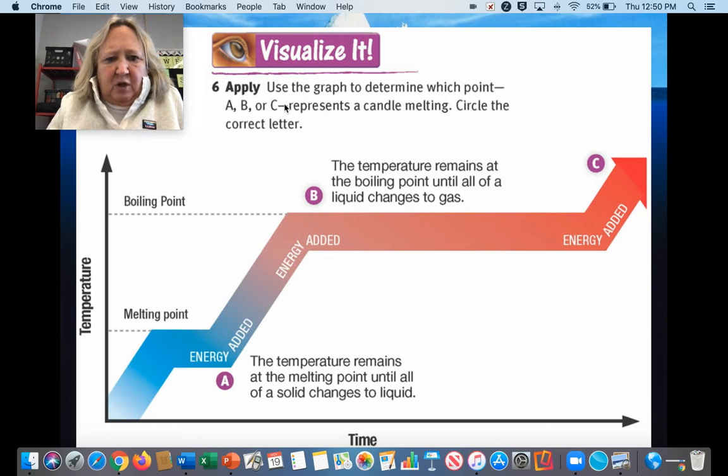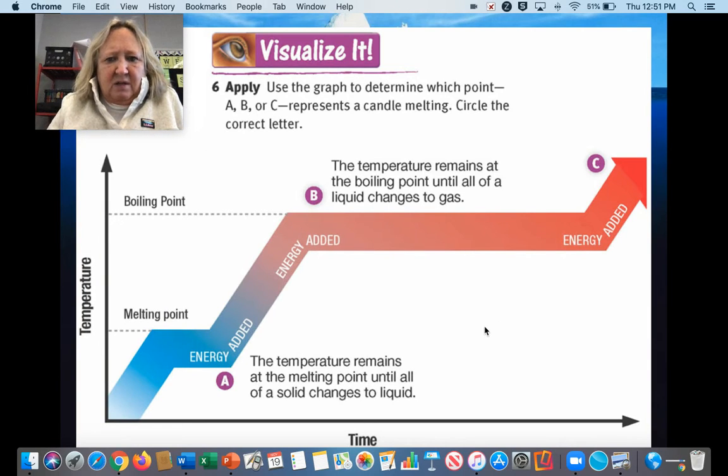All right, let's look at this graph here. It says use the graph to determine which point A, B, or C would represent a candle melting. They want you to circle it, but I just want to talk about it. So down here at A, the temperature remains at the melting point until all of the solid changes to a liquid. The candle has been lit, so the temperature is going up. So here is the melting point. Then up here, the temperature remains at the boiling point until all the liquid changes to a gas. That you don't see probably much with a candle.